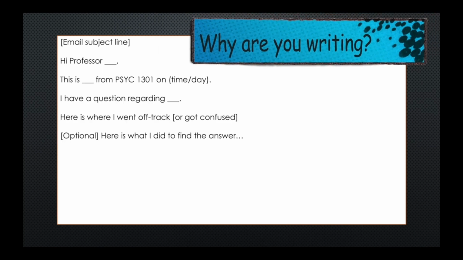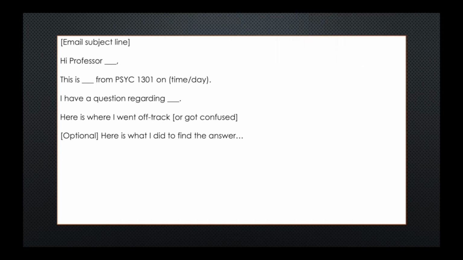Next, you want to be explicit about what the situation is. Why are you writing the email? If you have a question, be sure to state that explicitly. It also can help your professor be more efficient if you explain how or why you became confused or got off track in trying to understand something. This is optional, but you may also consider adding a description of what you've already done to try and find an answer. That way you can help the professor understand what you're working on, and it can, again, make their response even more effective because they're not asking you to do something that you might have already tried to do.